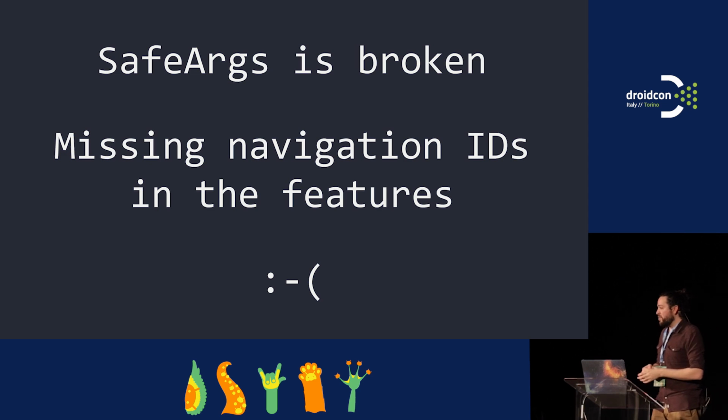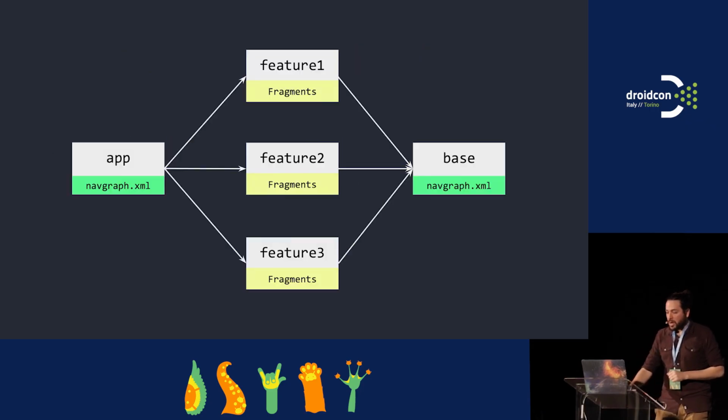Another thing is that it will break Safe Args. That is a pretty interesting feature. It generates classes, but it won't generate them in the feature. It will generate the classes in the app module, and that's a problem. So the perfect world would be to have the nav graph in both the app module and the base module.